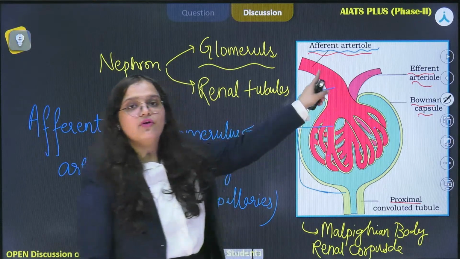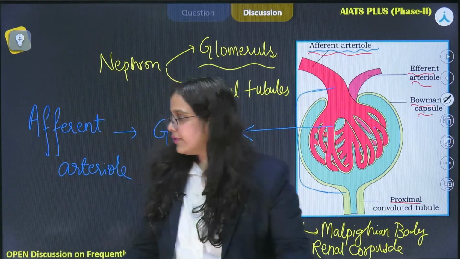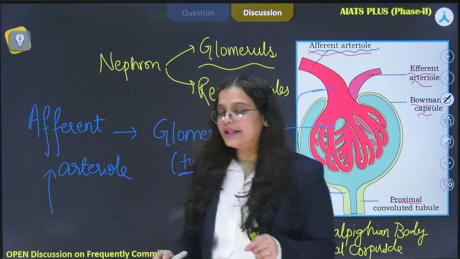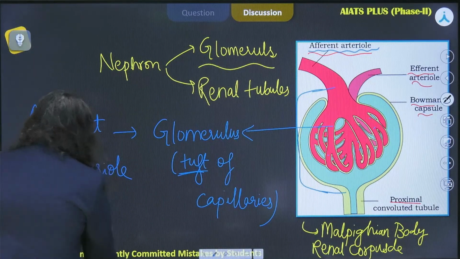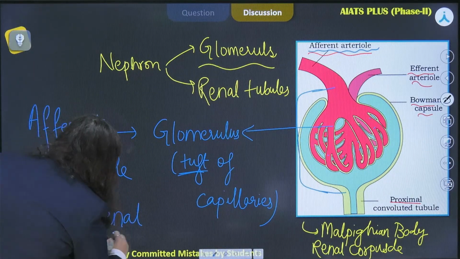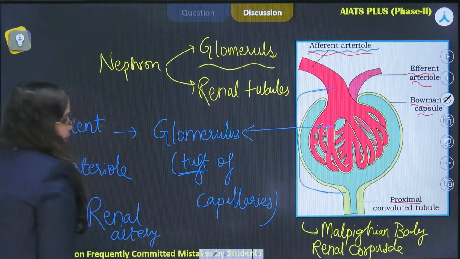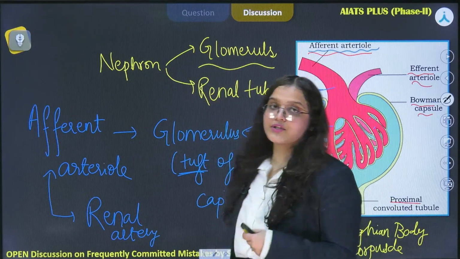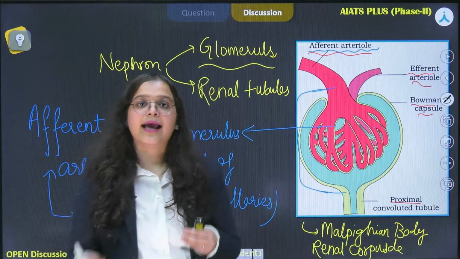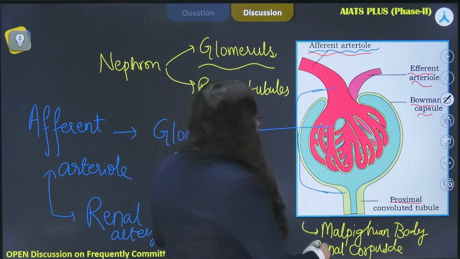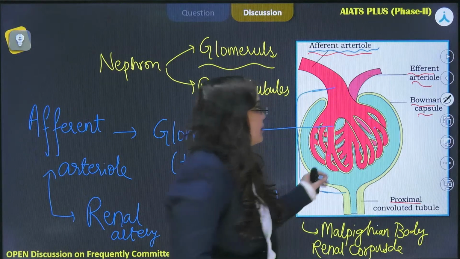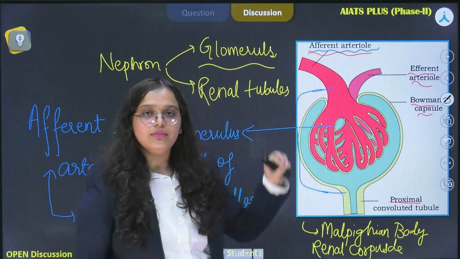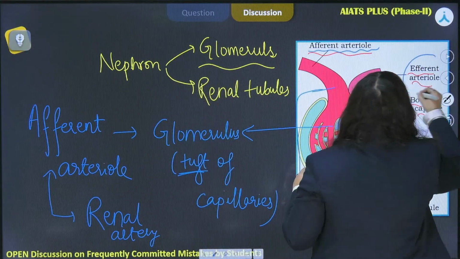So glomerulus is formed by the efferent arteriole, and our NCERT further also writes that the efferent arteriole is an extension of renal artery. So renal artery से efferent arteriole निकला. Efferent arteriole further gives rise to capillaries, which are known as the glomerulus. All right, and this glomerulus will further converge. The capillaries of this glomerulus will come together to form the efferent arteriole.